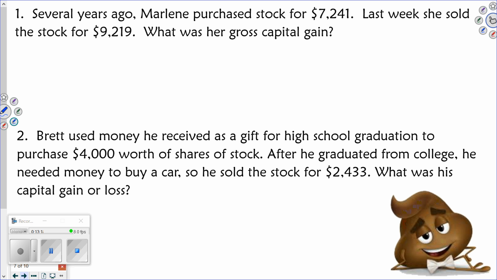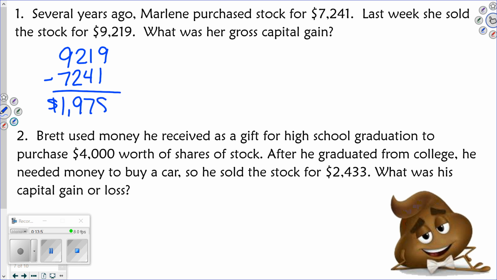Several years ago, Marlene purchased stock for $7,241. Last week, she sold the stock for $9,219. What was her gross capital gain? So what do I have to do? Subtract. Why is this different than what we were doing previously? It's in words. Oh my gosh, can we read words? Yeah, all I have to do again is just subtract. This one just came at you as a story problem. So how much money did Marlene make? Good. $1,978.